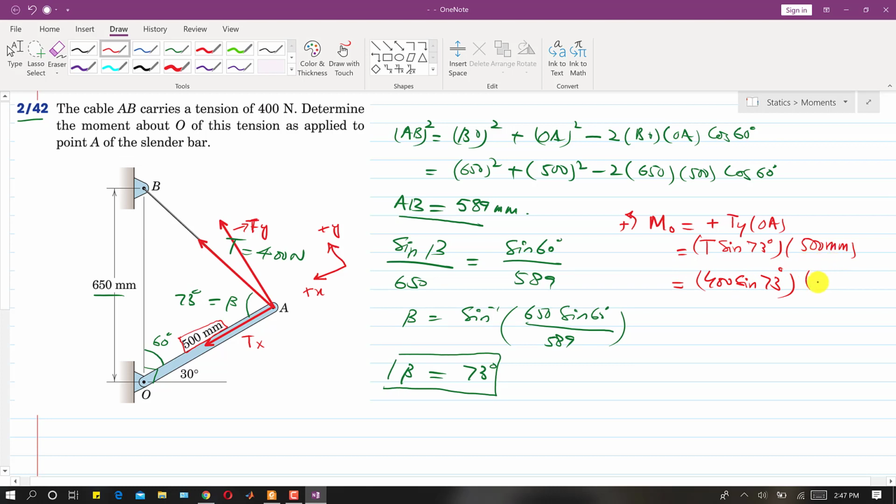And if we want the answer in meters, we will divide by 1000, so it will be 0.5, right? If we multiply this, the moment about O comes out to be 191.26 newton meters, right? And since it is positive, it is a counterclockwise moment, right?